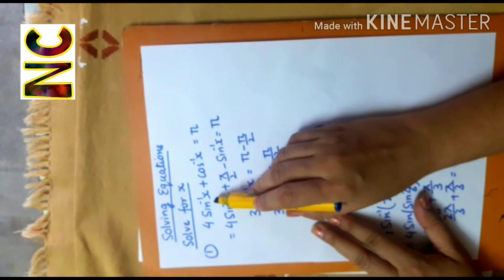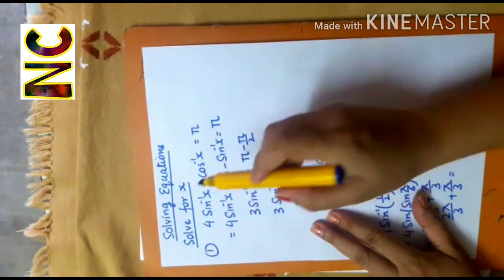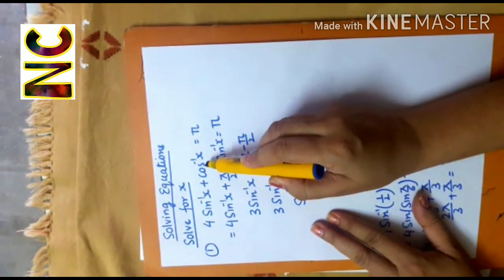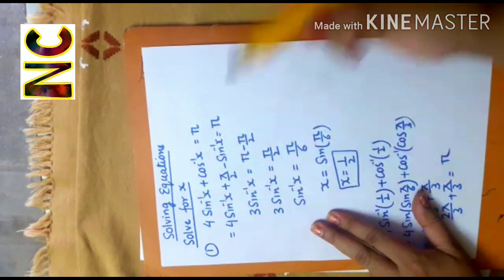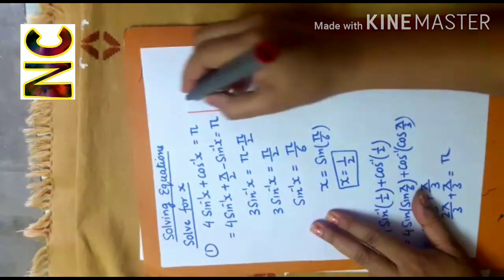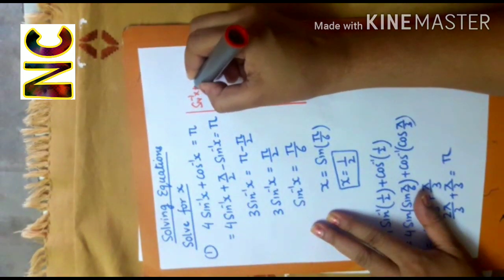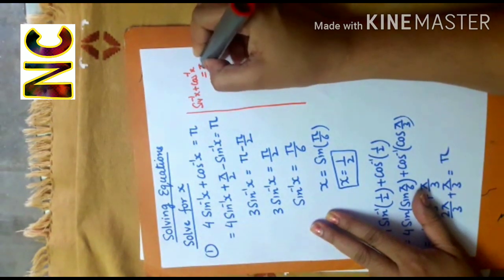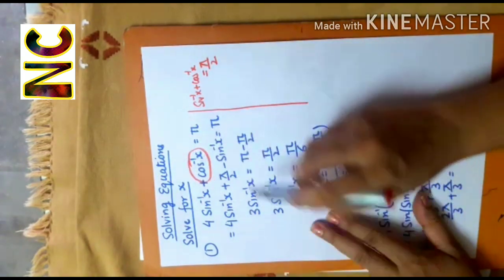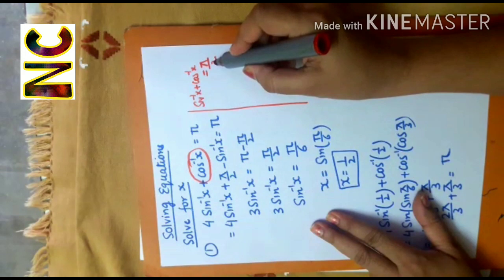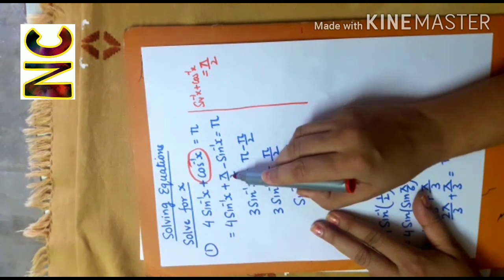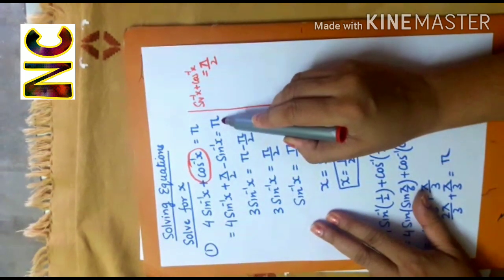Now here we have sine inverse x and cos inverse x. So either I'll change sine inverse x to cos inverse x, or I'll change cos inverse x to sine inverse x. Now we know that sine inverse x plus cos inverse x is pi by 2. So using this, I'll change this cos inverse x to pi by 2 minus sine inverse x. So I'll get 4 sine inverse x plus pi by 2 minus sine inverse x is equal to pi.